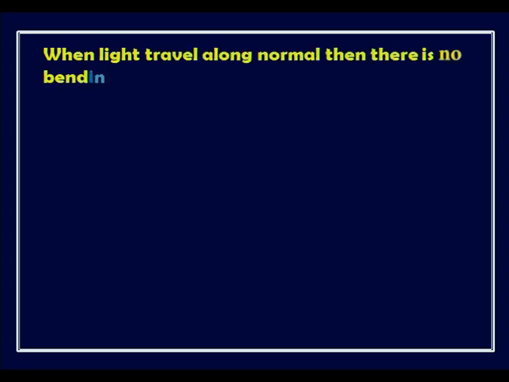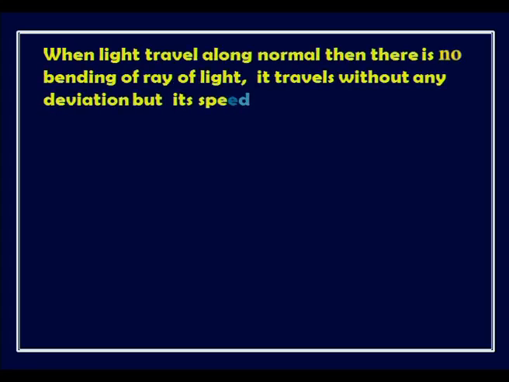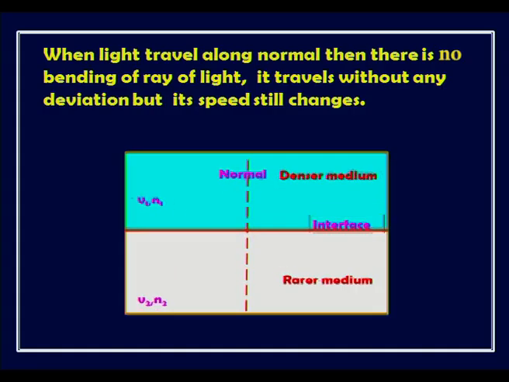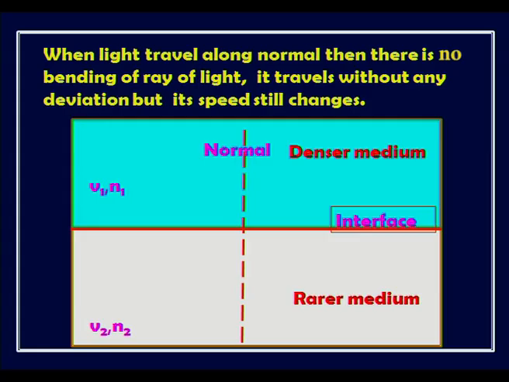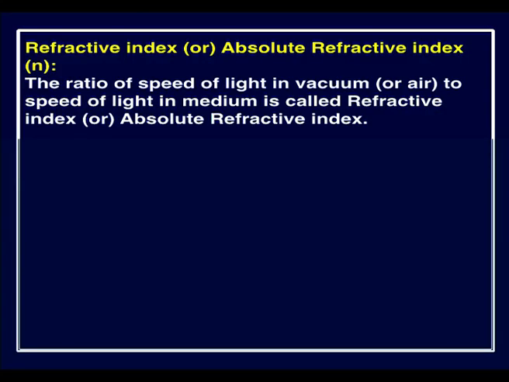When light travels along the normal, then there is no bending of the ray of light. It travels without any deviation, but its speed still changes. Here there is a denser medium and rarer medium. Light ray travels along the normal, then it travels without any deviation or without any bending. Now, we will discuss refractive index.